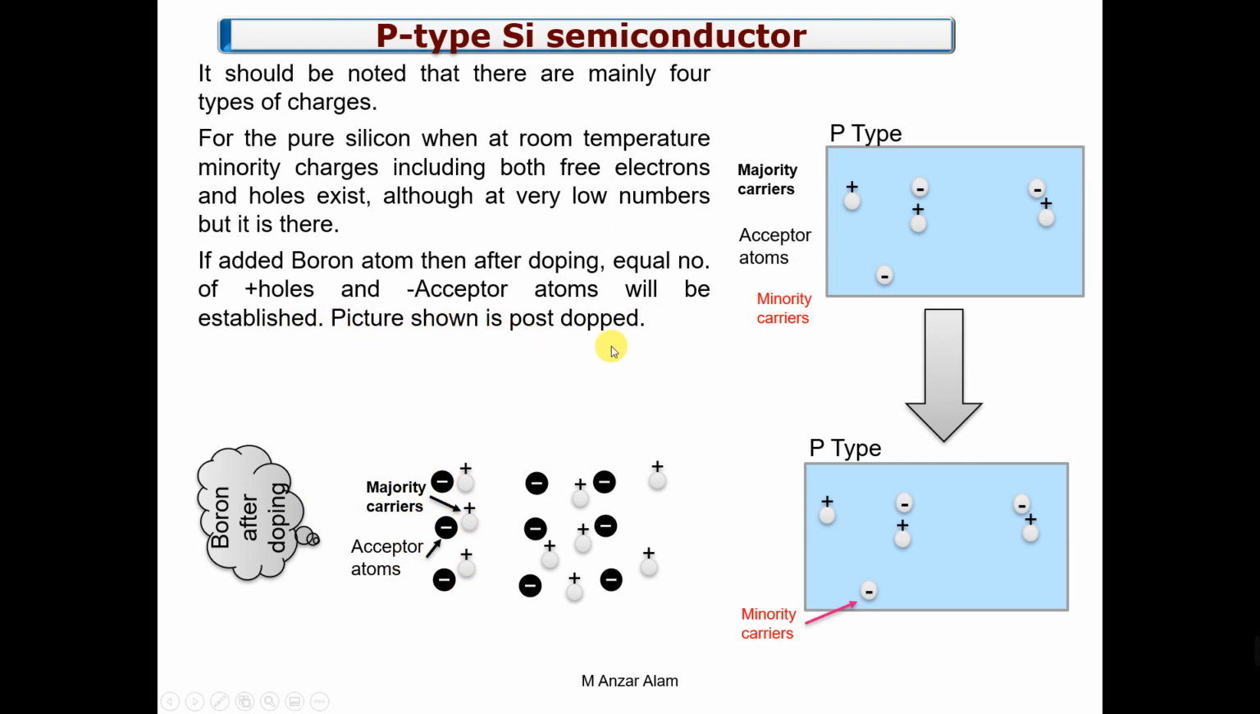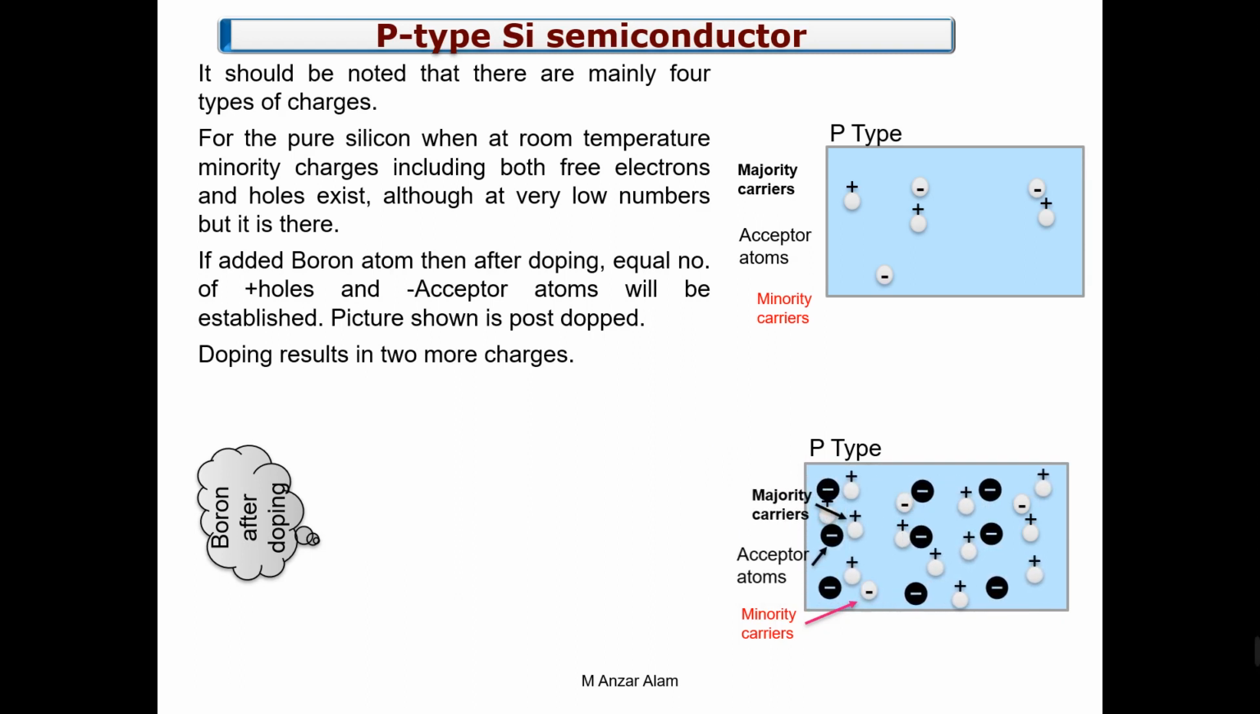The picture shown is post dope. So doping results in two more charges. Here we can see that because of the doping there will be two more charges: one, the negative charge on the boron atom, and there will be the majority carrier holes. This picture shows after doping. So we have to combine this one with this one, and in total we will have again four charges here.